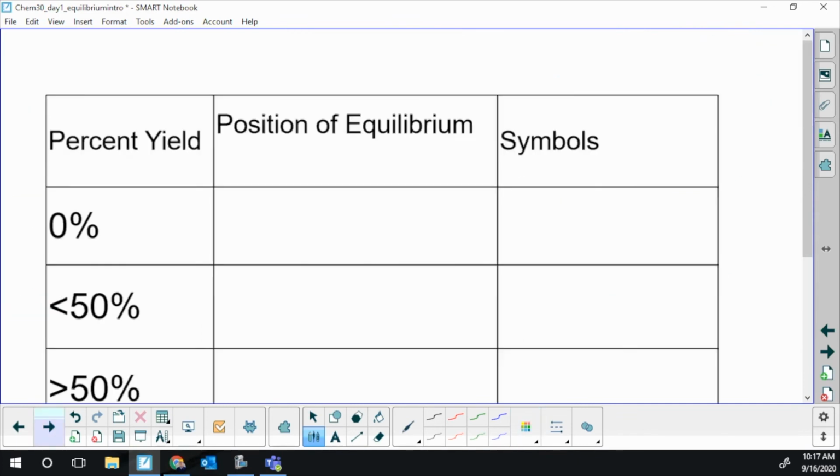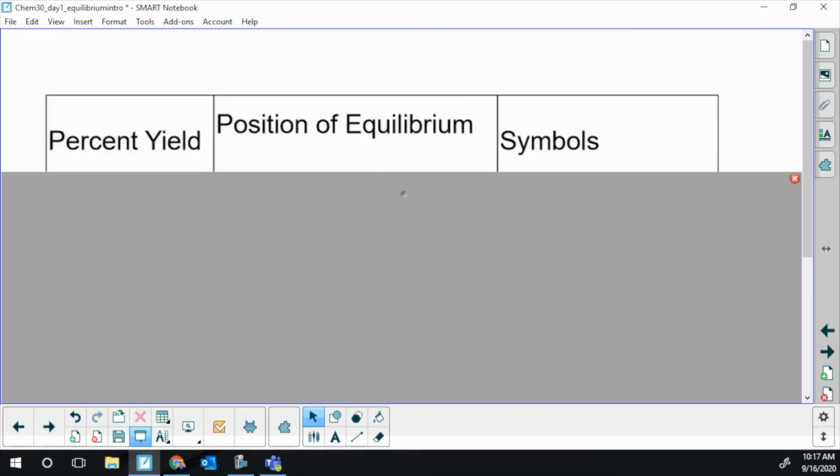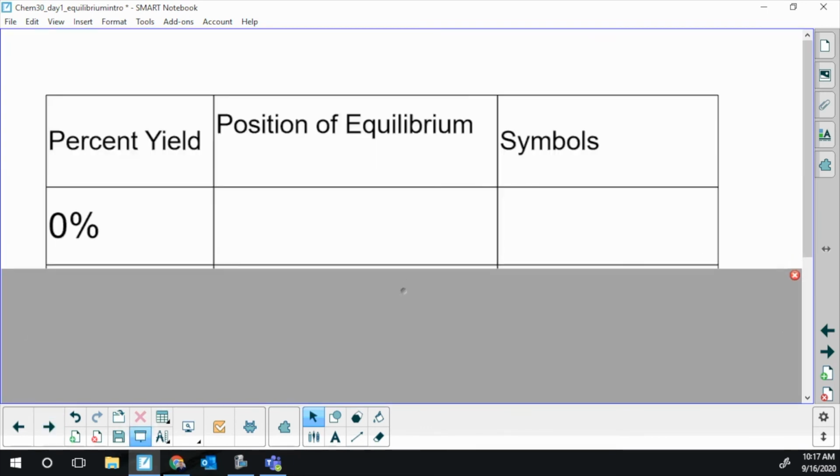Okay. So our arrow notation. We've got a couple options for equilibrium arrows. I got 4 boxes. I'm just putting arrows, so 1 or 2 lines is tons of space. This doesn't have to be a huge table. So we got what is the percent yield, what's the position of the equilibrium, what's the symbol or symbols.